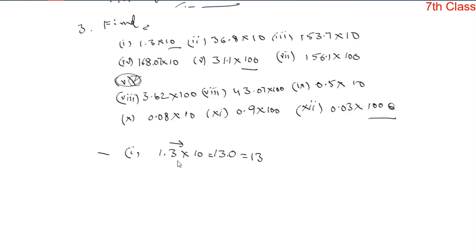So, did you understand? 1.3 into 10, easy method: in 10, 1 zero is there. Move the decimal point towards the right 1 digit. Therefore, 13. So, take the second problem.